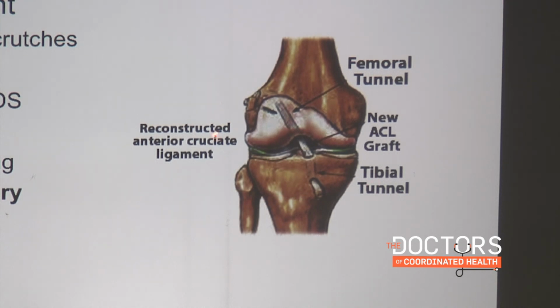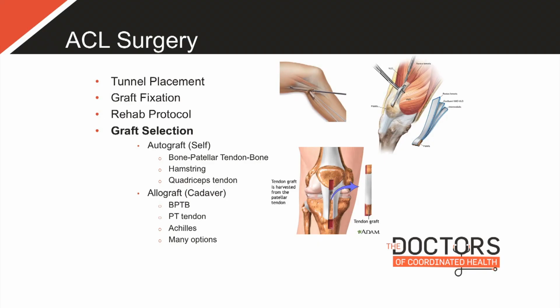Now, these are things we can talk about in the office. When you have an ACL tear, you sit with your doctor and you talk about these things. Tunnel placement's been pretty much hammered out now. Ten years ago, we used to go to these meetings and talk about this all the time. Graft fixation, they all work now, not a big deal. The rehab protocols are all pretty darn close now. We tailor it more to the athlete now, so they're off a little bit, but they're all pretty much straightforward.